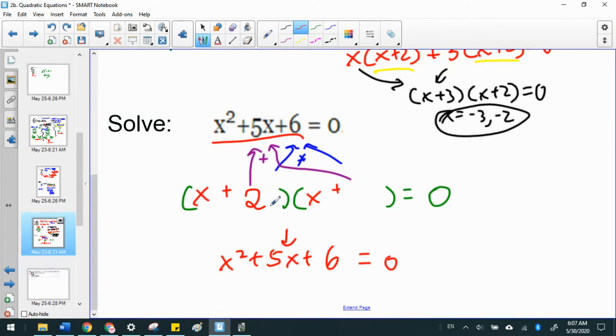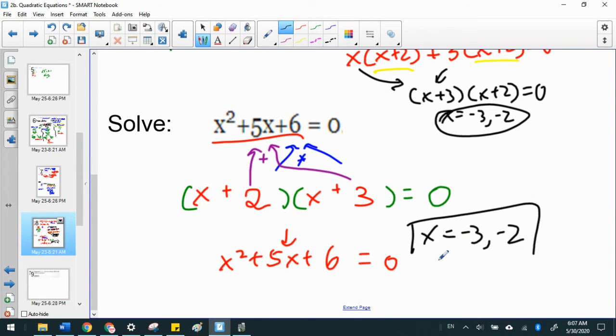So I've stalled long enough. Most of you probably figured out that the numbers are 2 and 3, and that tells us that the solution for this system is x equals -3 and -2. And notice that this time the way I'm solving it is much, much faster than going through the whole process of the AC method.